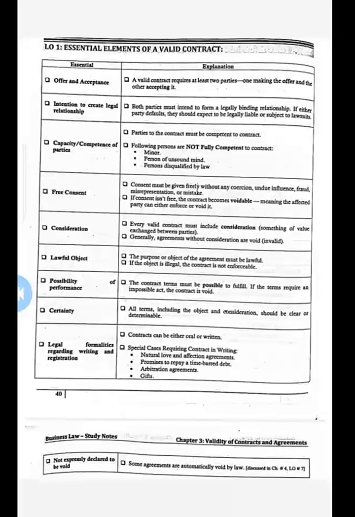Then we have agreements not expressly declared to be void. Some agreements are automatically void by law.